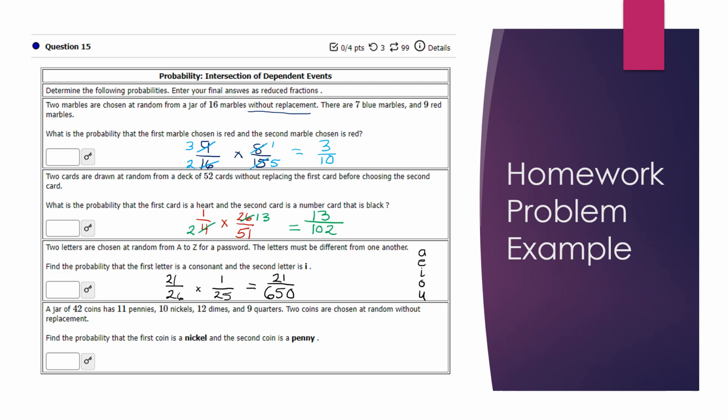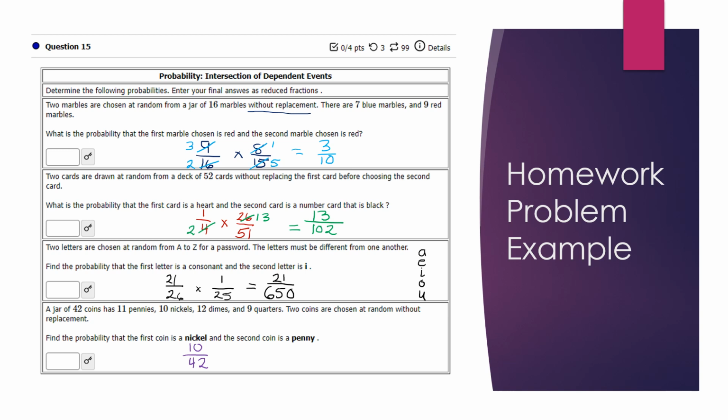We have a jar with 42 assorted coins in them. And it says we have 11 pennies, 10 nickels, 12 dimes, 9 quarters. 2 coins are chosen at random without replacement. The probability of the first being a nickel would be 10 out of those 42 coins.